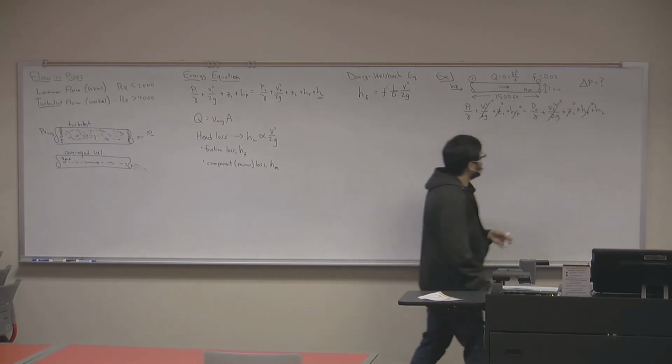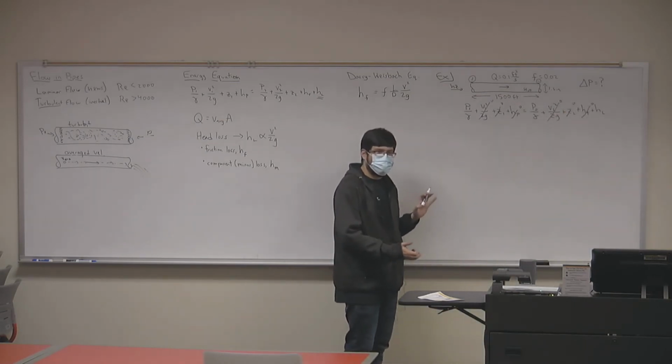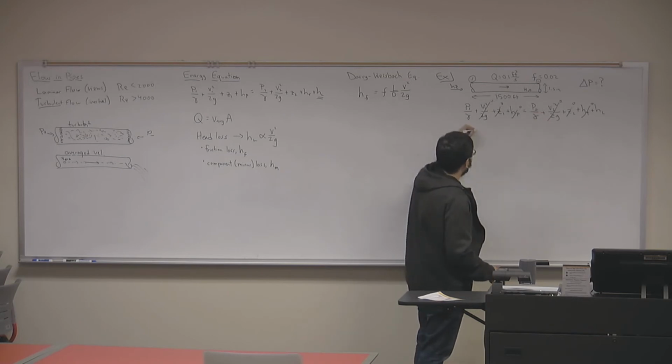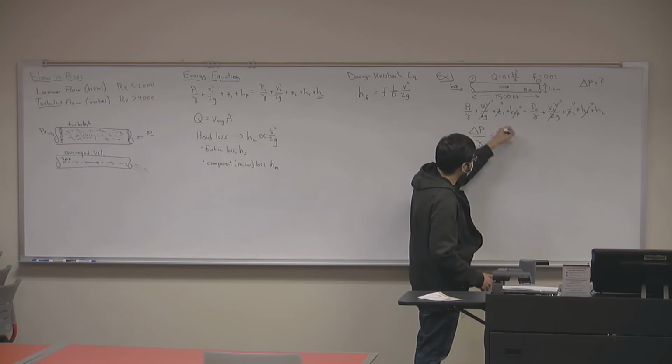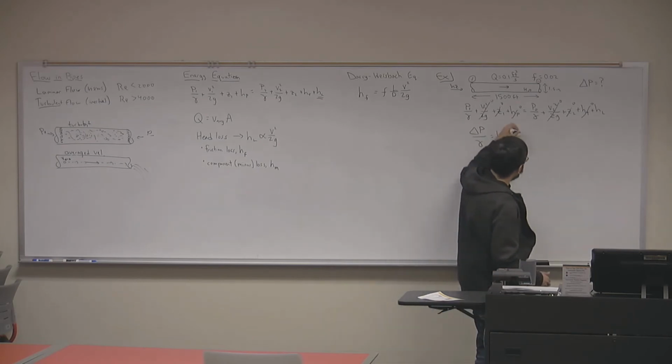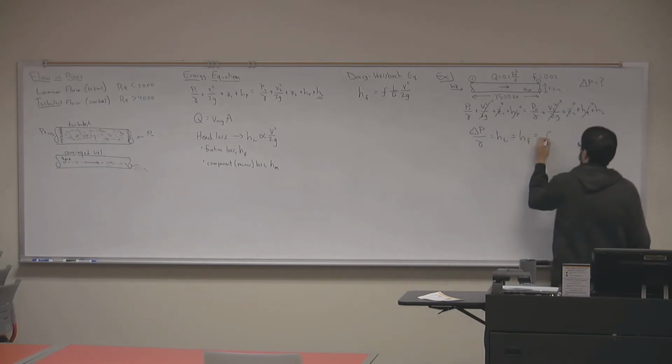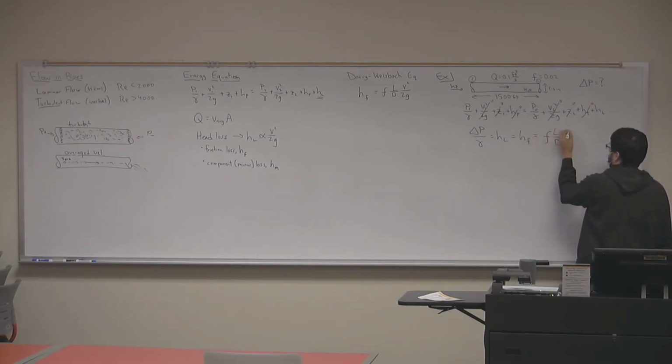No. Okay. And that's why I like to do this first. I can reduce my terms. I have P1. I'm going to move this to the other side. So I get P1 minus P2, which is just my pressure drop, over gamma, equals H sub L. But we know that H sub L is my friction loss. And we know that our friction loss can be calculated using the Darcy Weisbach equation.